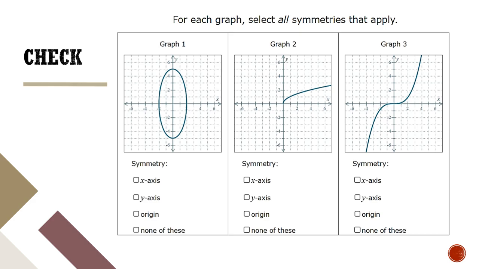So go ahead and check these on your own. I will pause it and have answers shortly. So hopefully you tried it. This one has all three. This one didn't have any of them, and this one just had origin symmetry.